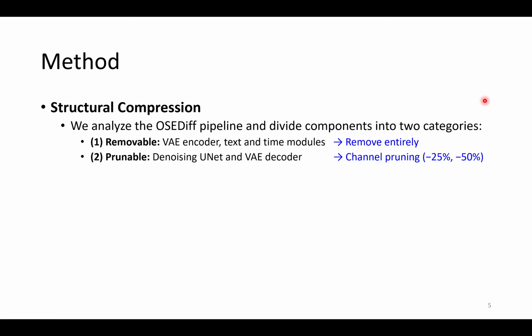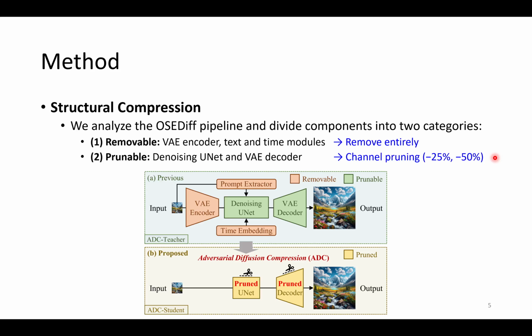Our first contribution is a method we call structural compression. We start by analyzing the OSEDiff pipeline and classifying each module. The first category includes removable modules, such as the VAE encoder, the prompt extractor, and the time embedding. These are removed entirely. The second category includes prunable modules, namely the UNet and the decoder. We reduce the number of channels in the UNet by 25% and in the decoder by 50%.